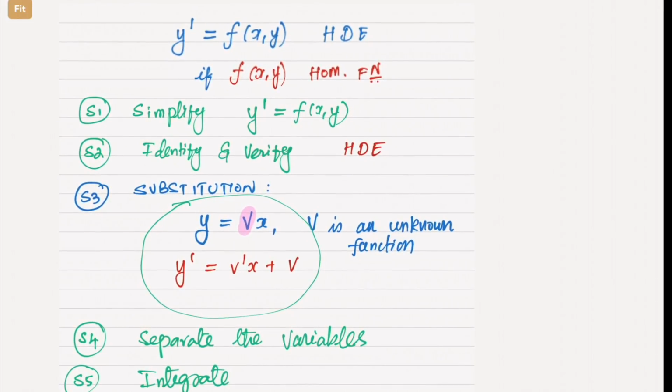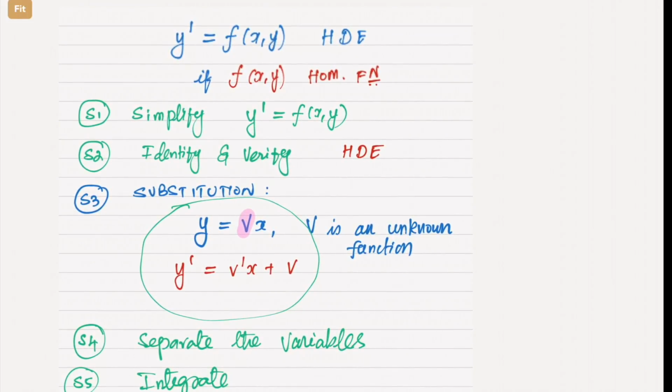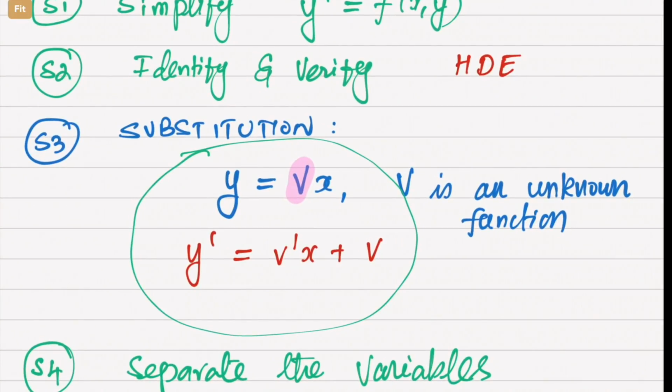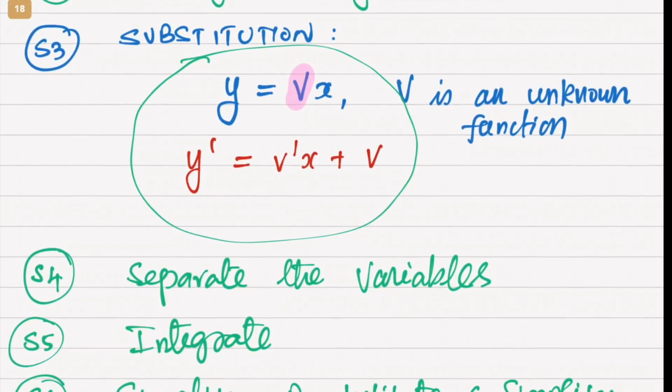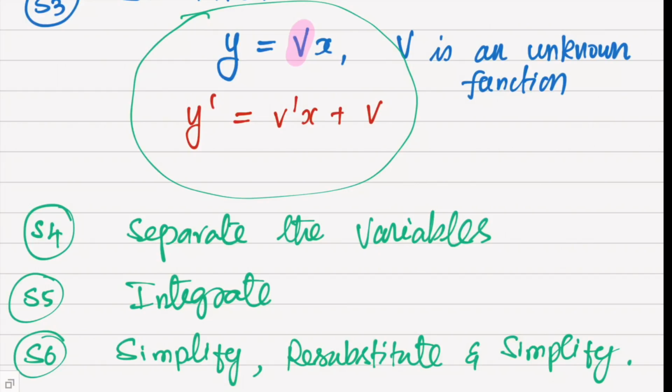Let me again repeat this. The very first step is to simplify. The second step is to identify and verify whether this is indeed a homogeneous differential equation. Then the third step is to do a substitution, and then we separate the variables, integrate, simplify, resubstitute, and simplify if need be. And that's how we solve this homogeneous differential equation. So let's do an example in the next video.